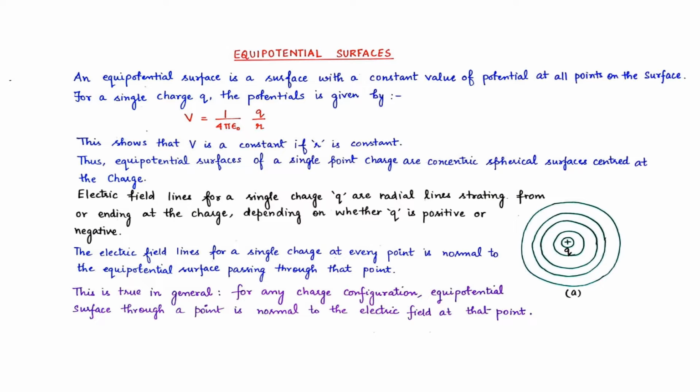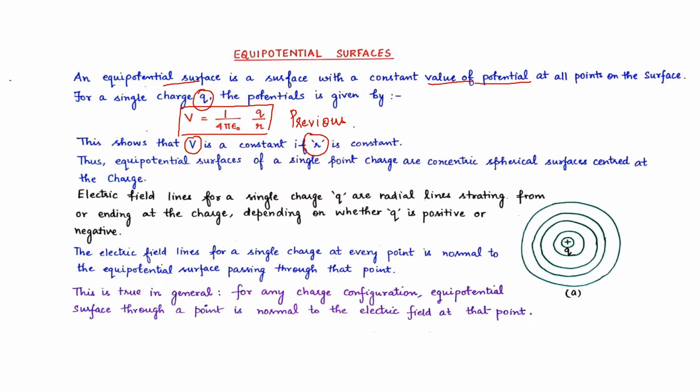An equipotential surface is a surface with a constant value of potential at every point on the surface. For a single charge q, the potential is given by V equals 1 by 4 pi epsilon naught into q by r. This is the potential for a given single charge. We have seen this in the previous section where we defined the potential for a given charge. Now this shows that V is constant if r is constant.